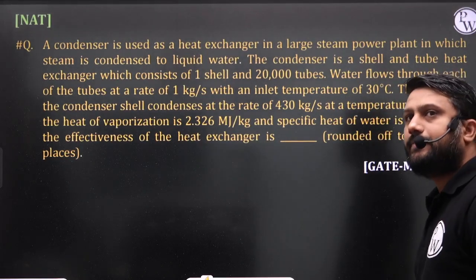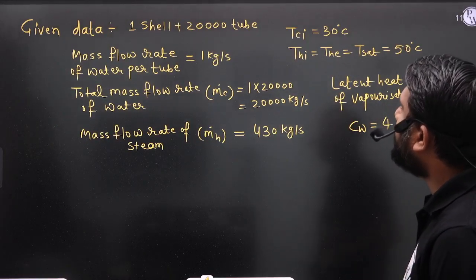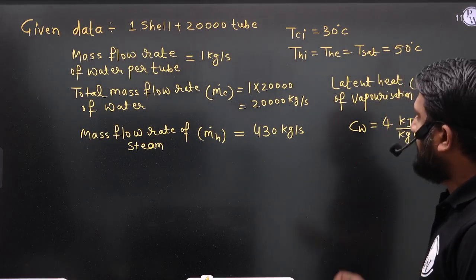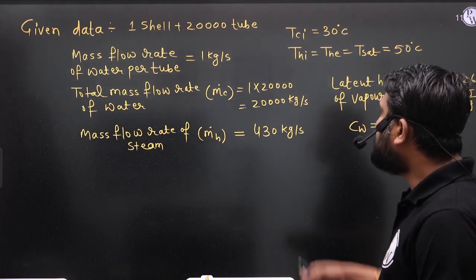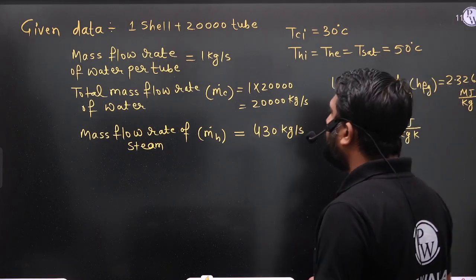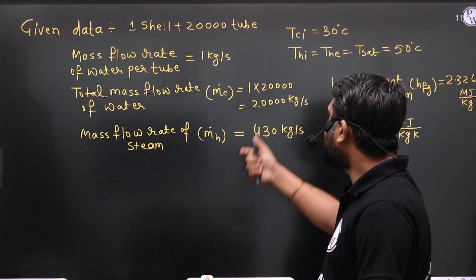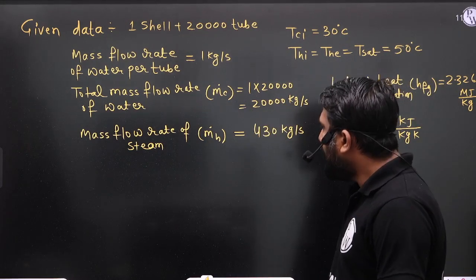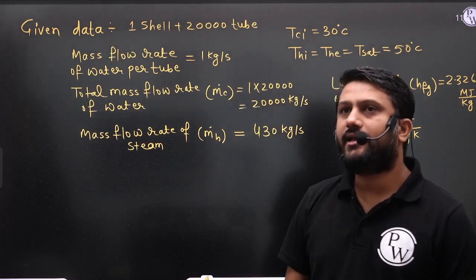This is the question. Okay, so the given data in this problem are one shell and 20,000 tubes, right? In a heat exchanger there is one shell and 20,000 tubes, and the mass flow rate of the water in each tube is 1 kg per second. So if I ask you what is the total mass flow rate of the water, the total mass flow rate of the water is 20,000 kg per second. Let us consider that as m dot c, where c stands for the cooling fluid. Mass flow rate of the steam is m dot h, and that is 430 kg per second.